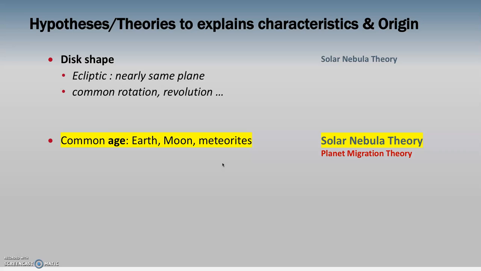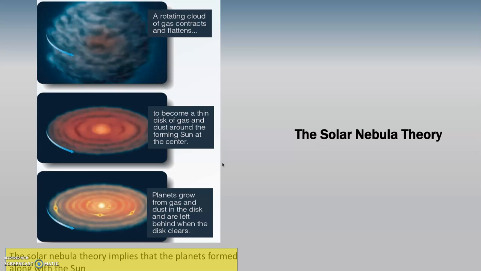That's why we see that 4.5 billion year age in magma from the center of the Earth, from volcanoes, from moon rocks at 4 billion years, and from meteorites like the one that struck Siberia in 2013, which was also aged to 4.5 billion years. So you could look at the solar nebula theory for the common age as well, but it is controversial, and we will get back to that in a bit.